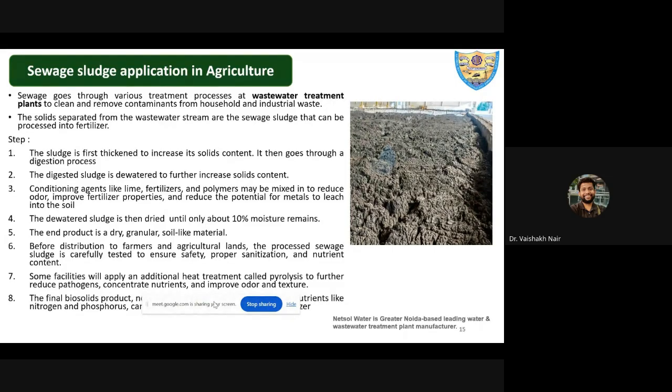Then you dewater it. Dewater means you are taking off the water so that only 10% of the moisture is present, and then you dry it and make it into granules. And again, depending on the waste, as I stated, you have to do a lot of continuous testing to make sure that the pollutants are not there, no metal ions are there. These are the major challenges actually.